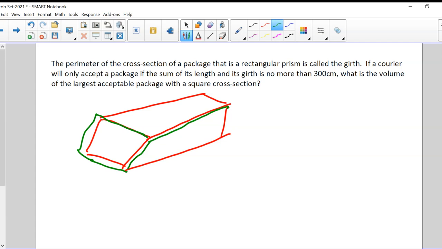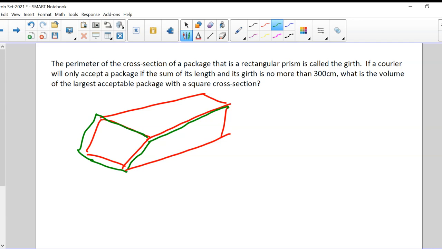So let me go back and show you where it says that in the question. The sum of the length is what I'm tracing out here, and the girth, which is what I'm tracing out here, the perimeter of one edge of this package. And they're saying that when you add those two together, it cannot be more than 300 centimeters. Now, I can't remember exactly what Canada Post used as a limitation, but that's how they come up with the limit, right? Can't be more than 300.